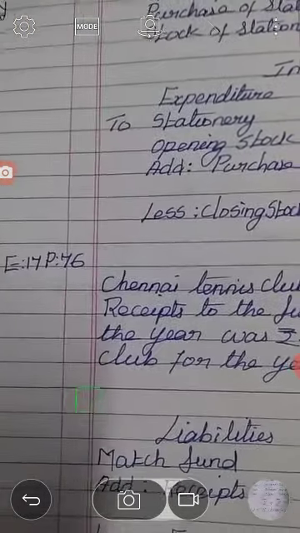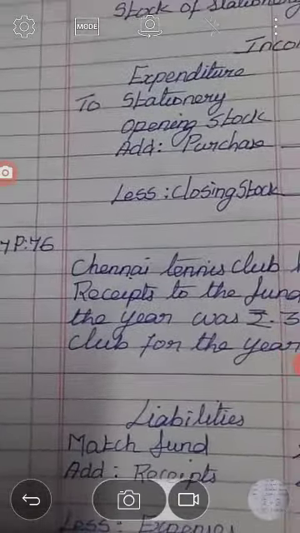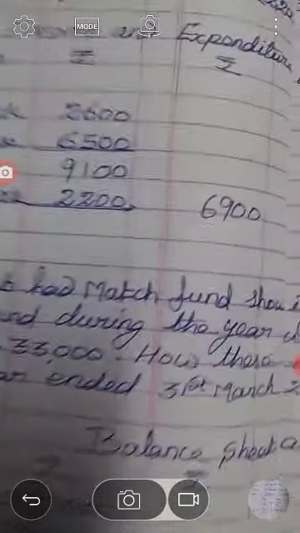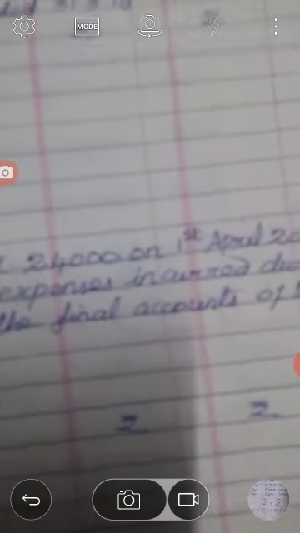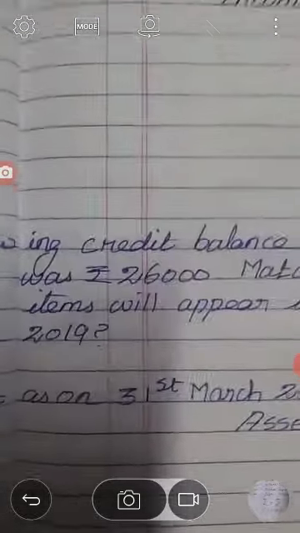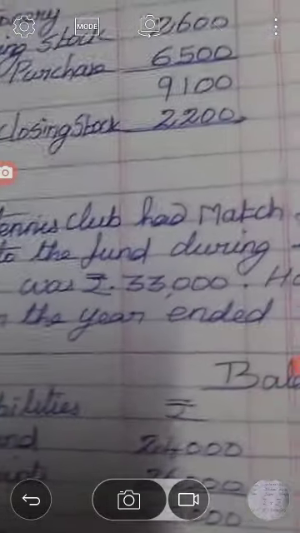The next sum, exercise 17, page number 76. These sums should appear as 3-mark sums. The Chennai Tennis Club had a match fund showing the credit balance of rupees 24,000 on 1st April 2018. The receipts to the fund during the year were rupees 26,000. Then match expenses incurred during the year were rupees 33,000.